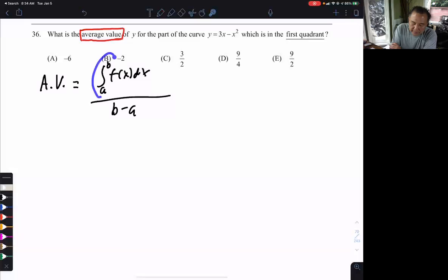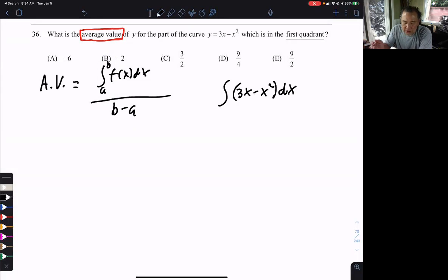So if you integrate from a to b, the width or the distance from a to b is b minus a. That's how you find the average value of any function. So for this particular one, we're integrating 3x minus x squared, but the question is, where's the starting and ending value? So what does that graph look like?